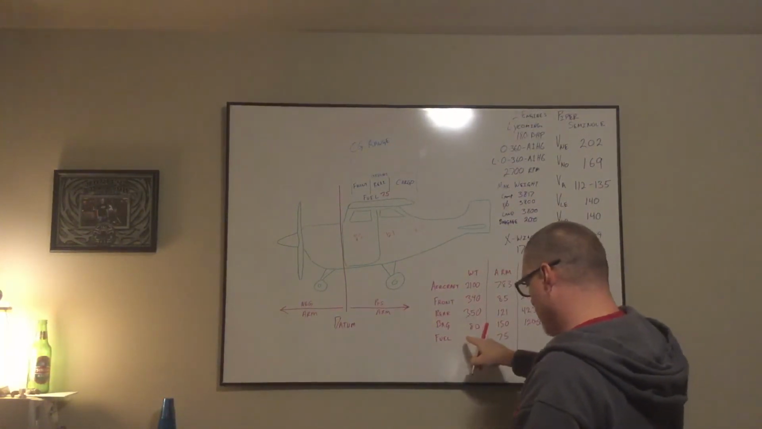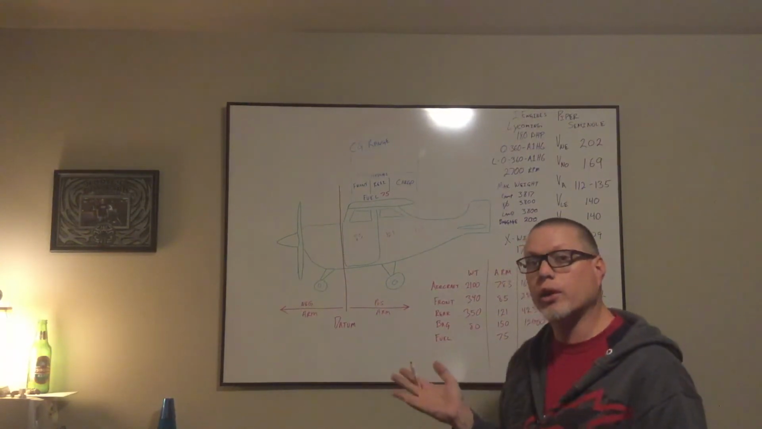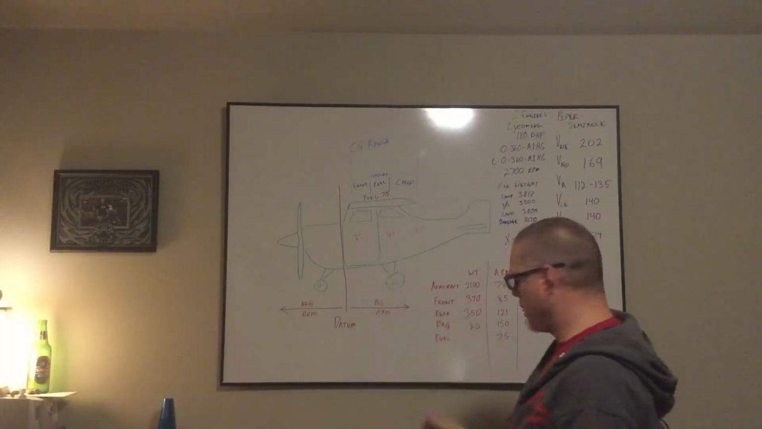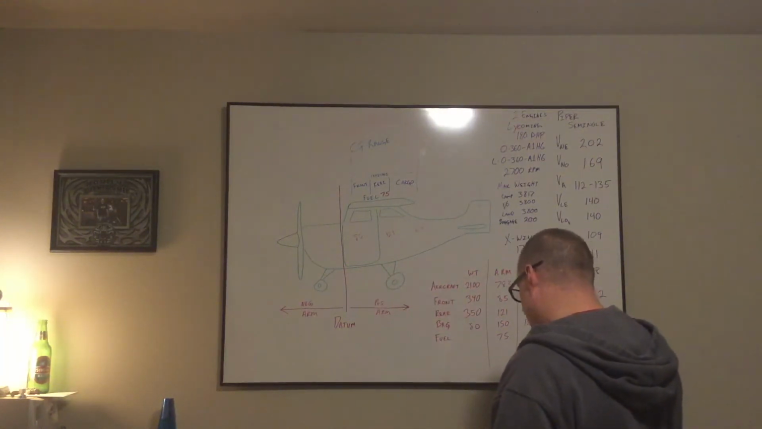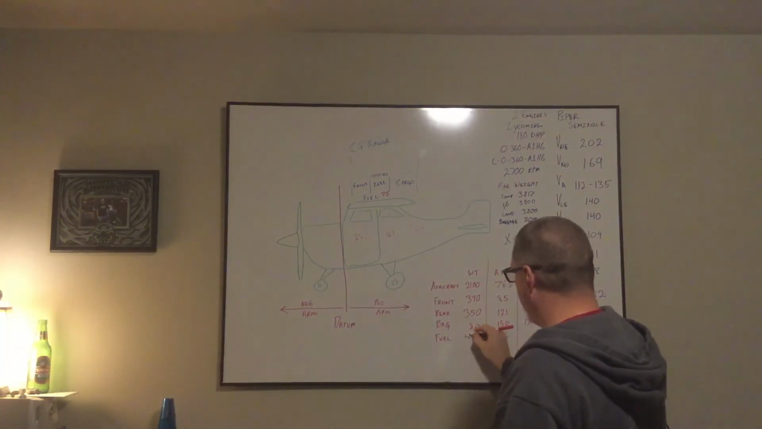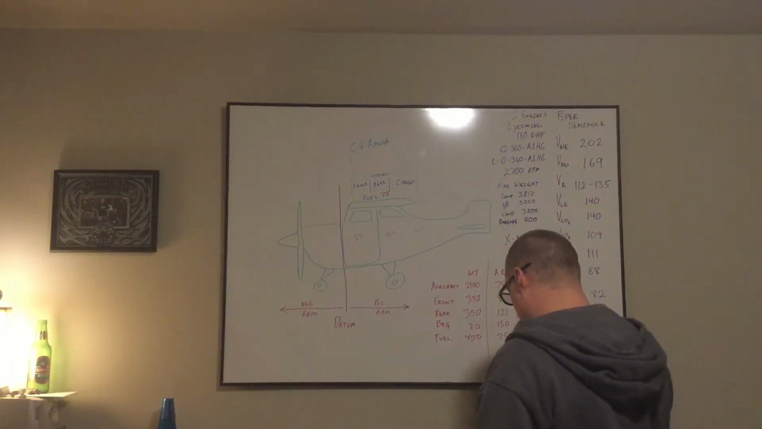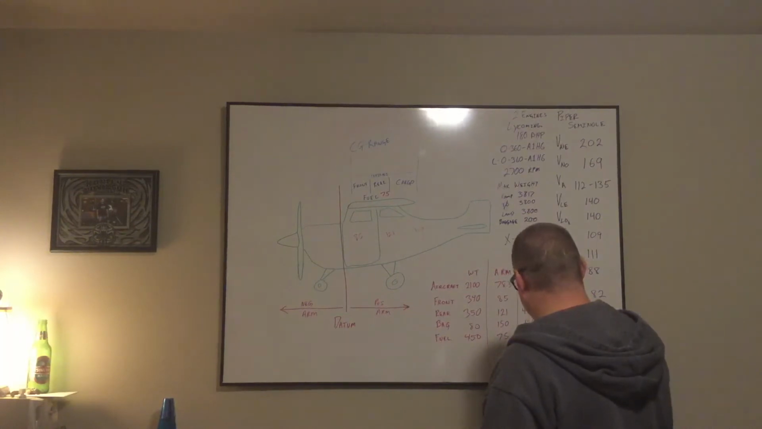And then our fuel, we have to do our fuel in pounds. Fuel weighs 6 pounds per gallon in this type of plane here. So we'll say we have 450 pounds worth of fuel. And that would give us 33,750.